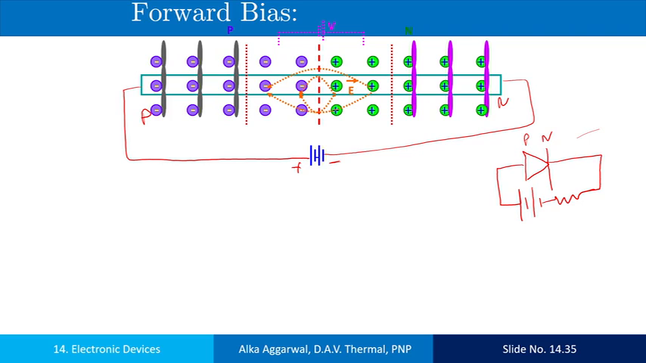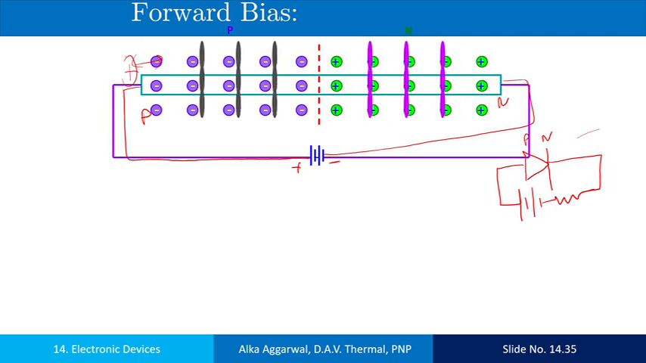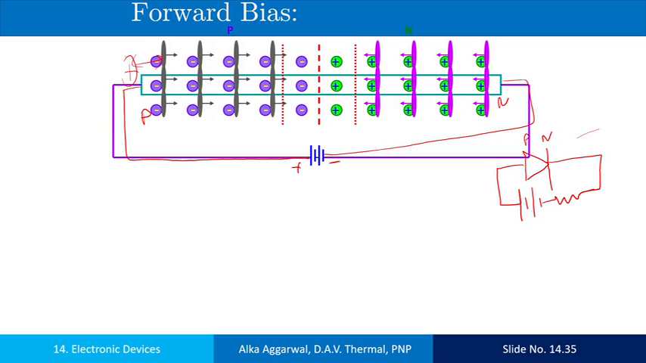Now, in case of forward biasing, as P is connected with the positive terminal of the battery, the positive terminal exerts a repulsive force on the holes. As a result, the holes move towards the junction. And the negative terminal exerts a repulsive force on the electrons. As a result, both the holes and the electrons are moving towards the junction and the width of the depletion region decreases. As the width decreases, more charge carriers are able to cross the junction.